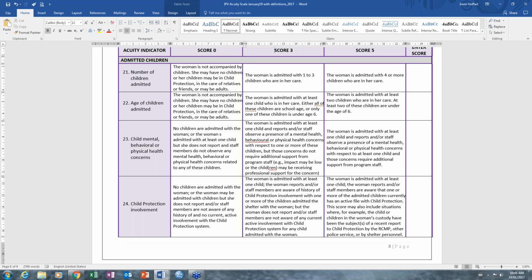The first, right off the top, and the most important thing, is to know that she might have children that are not with her, that are elsewhere, maybe with her parents or in care. We are only looking at children who are admitted with her, so that we can understand the complexity related to those children that she's living with. So for number of children admitted, a score of 0 is she's not admitted with any children. That would be true for all of these questions.